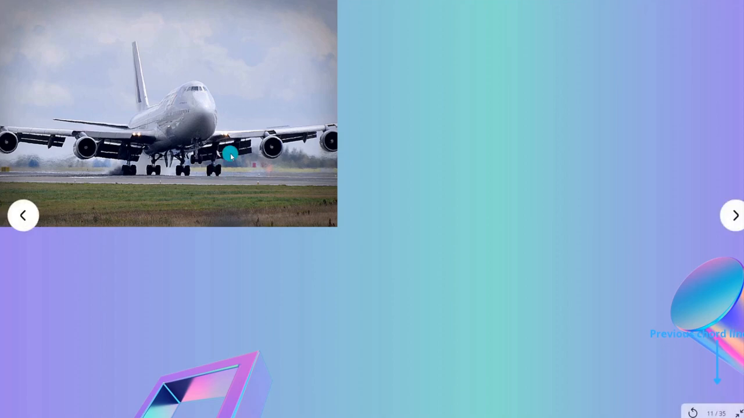But in reality, the runway length is not that long. So we need some components so that we can temporarily increase the lift of the aircraft. If we can increase the lift force on the aircraft, then it can easily take off in a short runway, right?